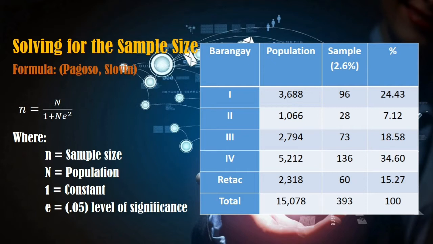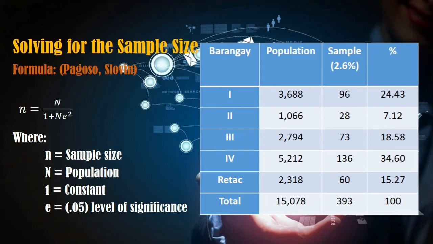By using the formula, given the population of 5 barangays in Poblacion Rojas, you have Barangay 1, 2, 3, 4, and Barangay Ratak with the given population of 15,078. Out of that, you can derive a sample size of 393 using the formula of Pagoso and that of Slovin. And 393 is only 2.6% of the entire population of Poblacion.